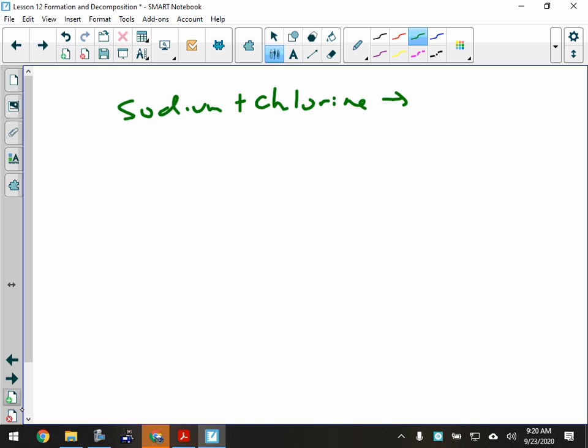But this is now different. This is now a metal and a nonmetal. So if I look here, sodium, that is a solid, yes. Look it up on your periodic table. It's in light green. And chlorine is what? Cl2. It's one of those molecular elements. And what state is that in? Gas.